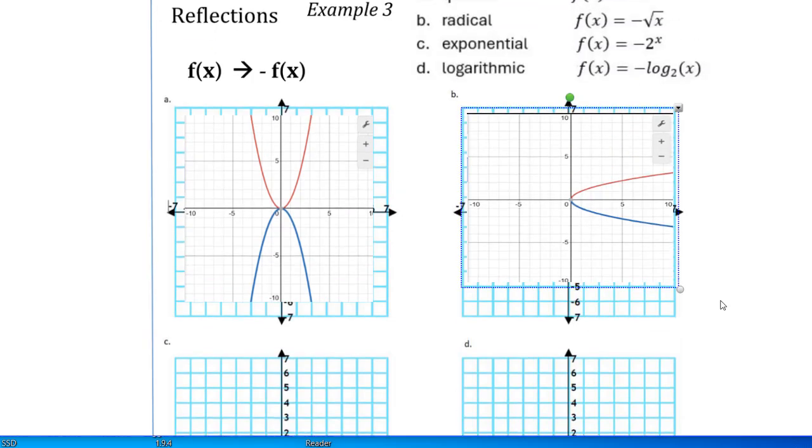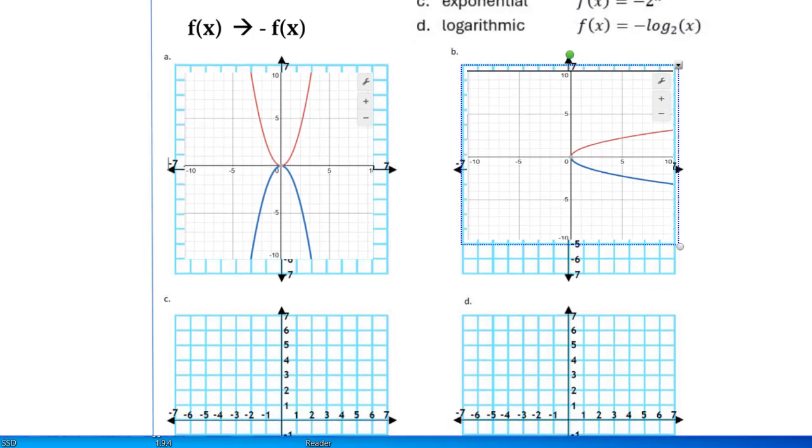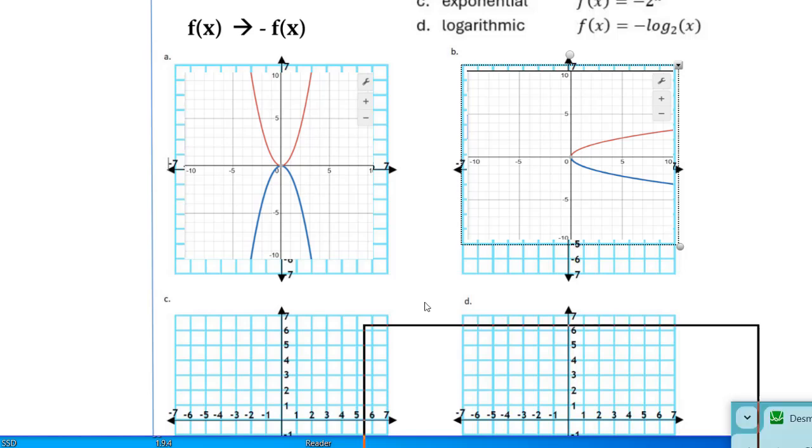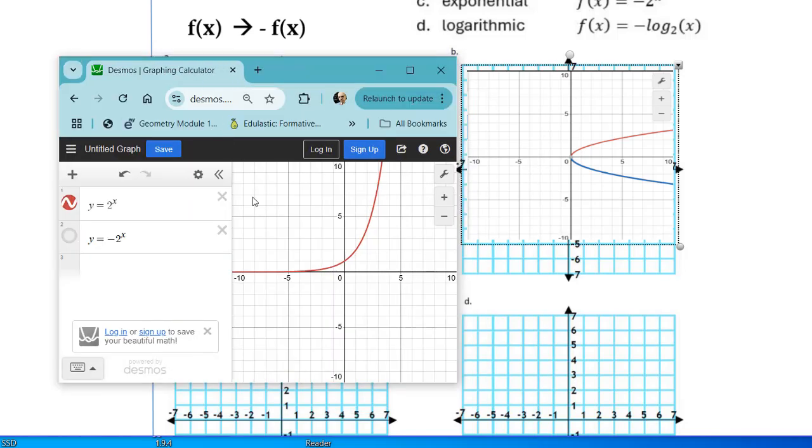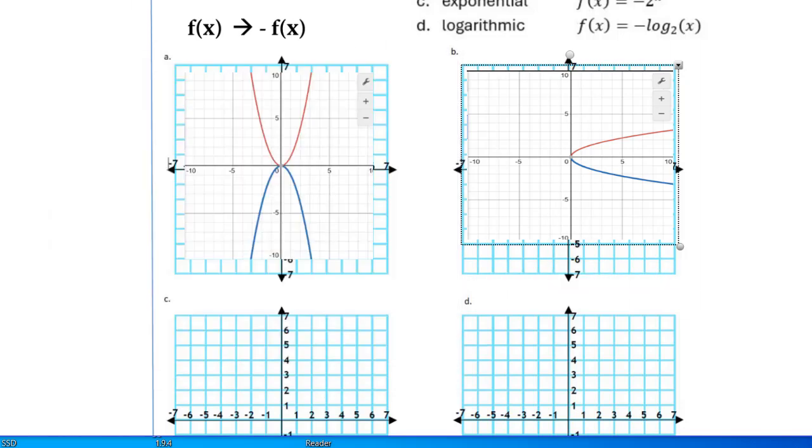Next was the exponential equation. Let's find that one. Bring it over. Again, my base function is y equals 2 to the x, and then I have y equals -2 to the x. Let's turn it on and see. Boom. Looks like a reflection, doesn't it? All right, let's paste that in.